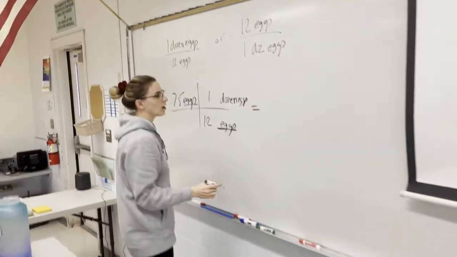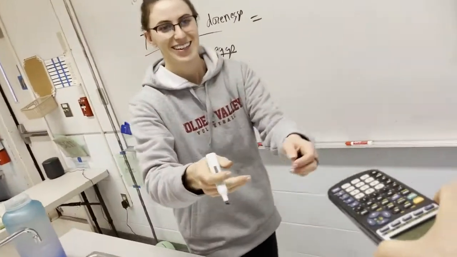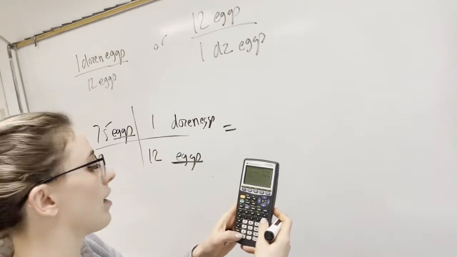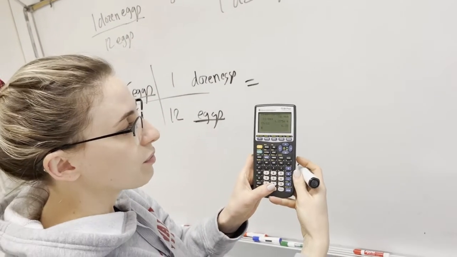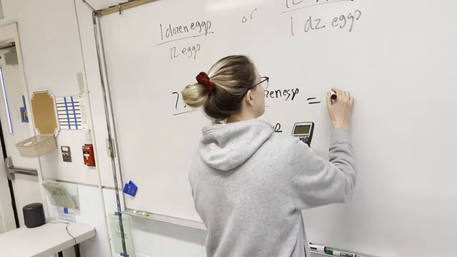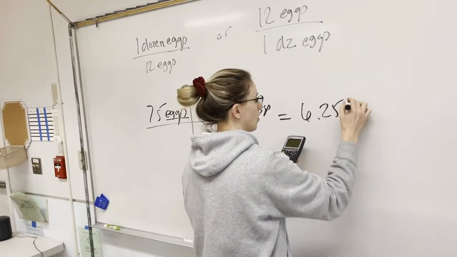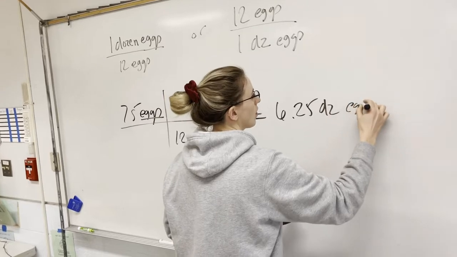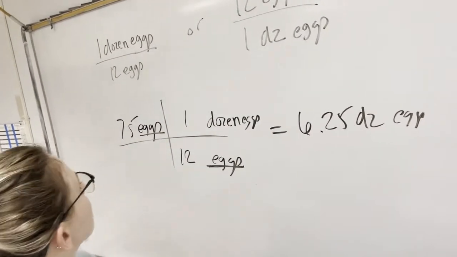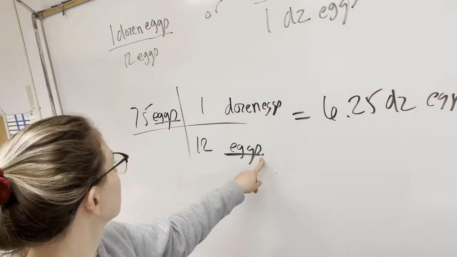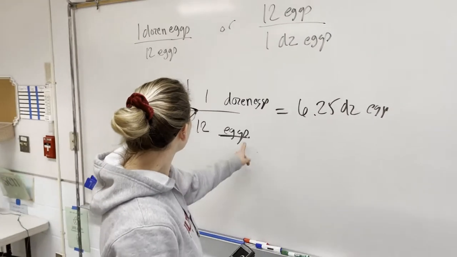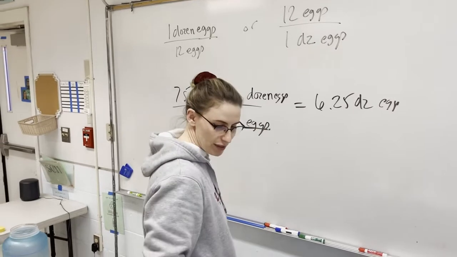All right, and my handy dandy calculator. So we've got 75 divided by 12, and you get 6.25 dozen eggs. 6 1/4 dozen. The question is, what goes on the bottom? The thing that you're given. What goes on the top? The unit that you want. What you're given goes in the bottom because you have to make those units cancel.